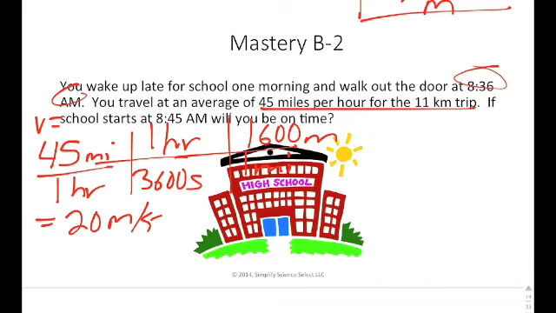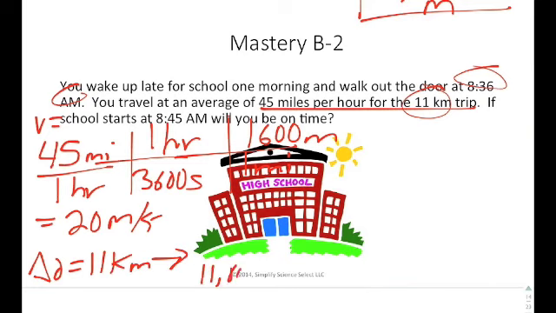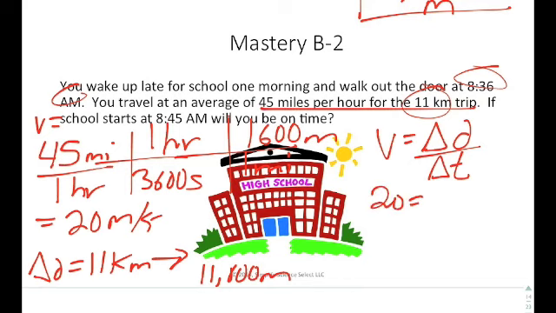Now, we want to figure out 11 kilometers. Delta D is 11 kilometers. We know we can't deal with kilometers, so we multiply it by 1,000 and we get 11,000 meters. So now that I've done this calculation, I can now solve for the time. And I say V equals delta D over delta T. And I plug in, I say 20 equals 11,000 divided by delta T.